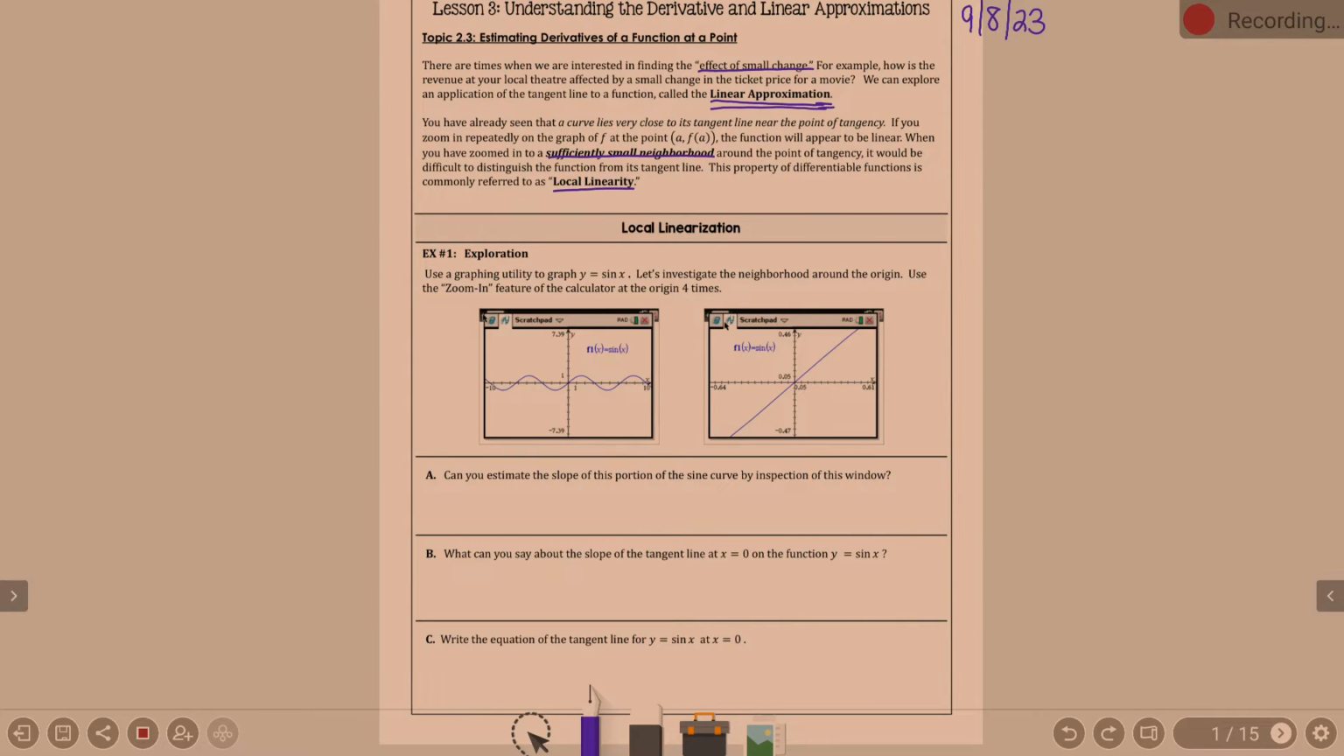Okay, some exploration. It says use a graphing utility to graph y equals sine x. They've already done that for us. Let's investigate the neighborhood around the origin. Use the zoom in feature of the calculator at the origin 4 times. And actually, maybe we should do that.